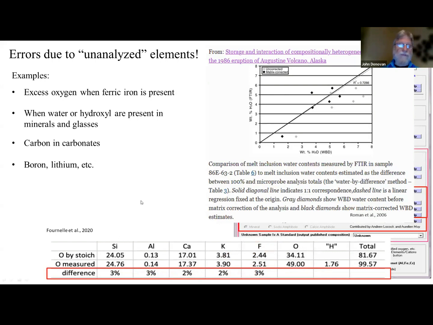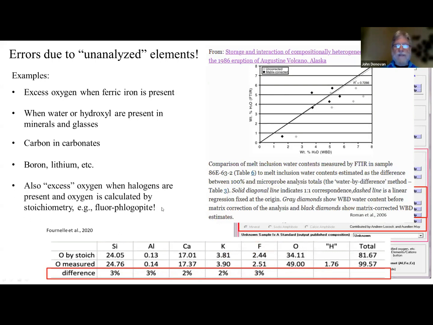So for example, if you are measuring halogens and you calculate oxygen by stoichiometry, you're going to overestimate the amount of oxygen. There's a procedure in Deer, Howie and Zussman where you can subtract that out, but it needs to be subtracted out in the matrix correction because that excess oxygen heavily absorbs fluorine K alpha. And so your fluorine analyses will be off by around 10, 15% in fluorphlogopites and fluorapatites.